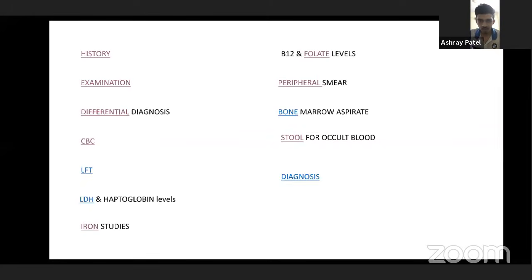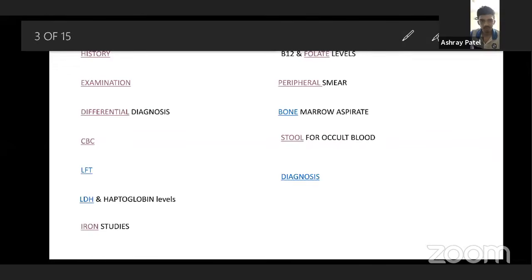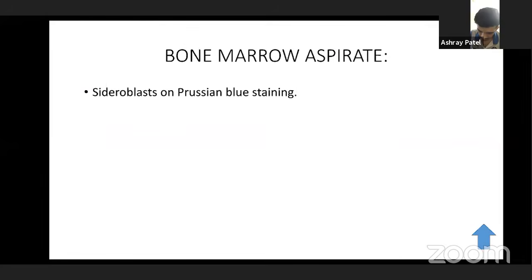So, finally, how would you like to confirm it? Do you want a bone marrow aspirate? Yes, sir. So sideroblasts on Prussian blue staining. What is your final diagnosis now? Sideroblastic anemia. Yes, very good.